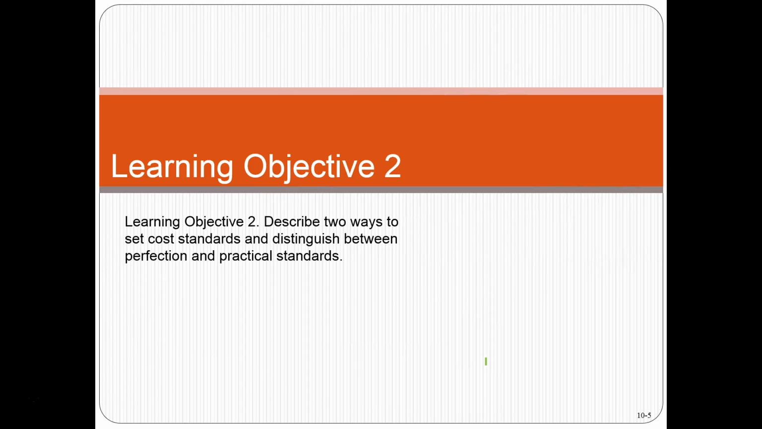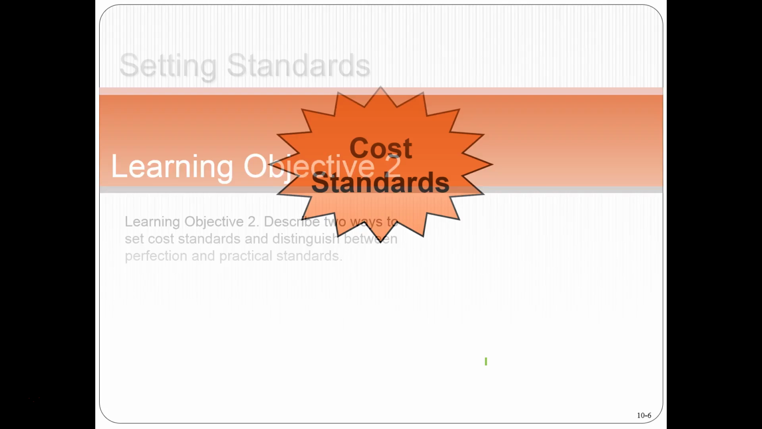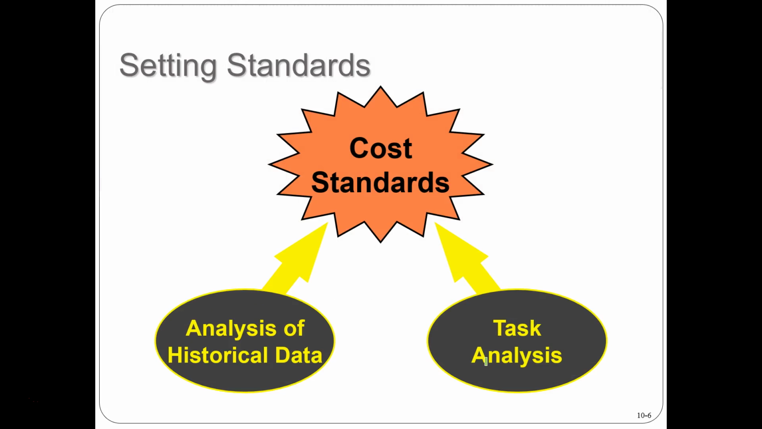Objective number 2, describe 2 ways to set cost standards and distinguish between perfect and practical standards. Okay, so when we set the cost standards, basically what we think should happen, the budgeted costs, we can use the traditional approach that we use whenever we think of any kind of budget or standard, or how we're going to do in the future, which is to think about how we did in the past. So how did we do last month?